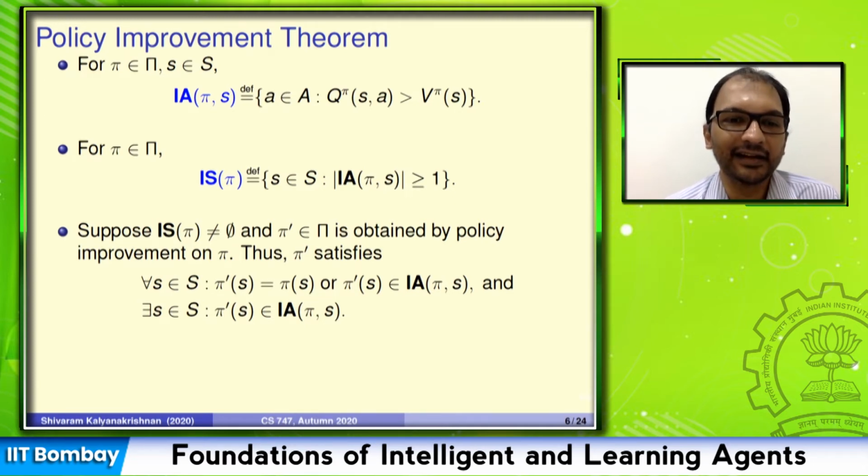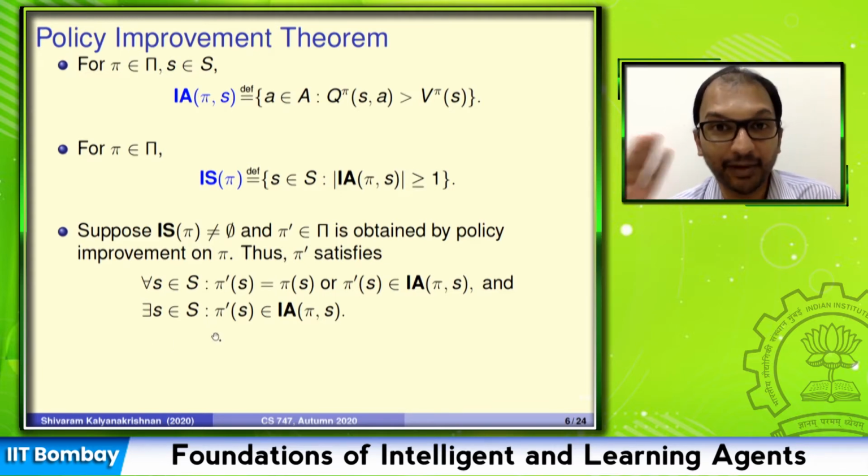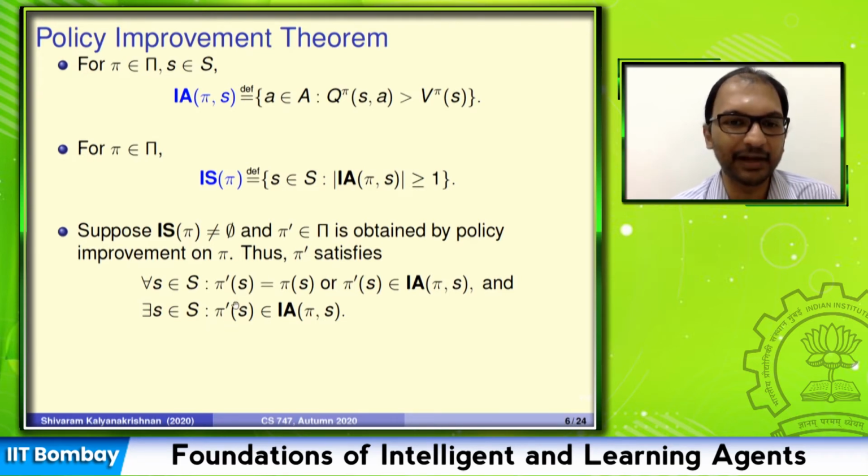And additionally, we also want to ensure that pi prime is different from pi. If you just take pi itself, it will satisfy that pi of s is always pi of s. It will satisfy the first condition. But we want that pi prime should be different from pi, at least in one state, and that must be a state in which pi prime is taking an improving action, rather than a non-improving action. So the second condition is that there exists a state in which pi prime of s is an improving action of pi of s. So naturally there are multiple possible pi prime that satisfy this. We are okay with any one of them.